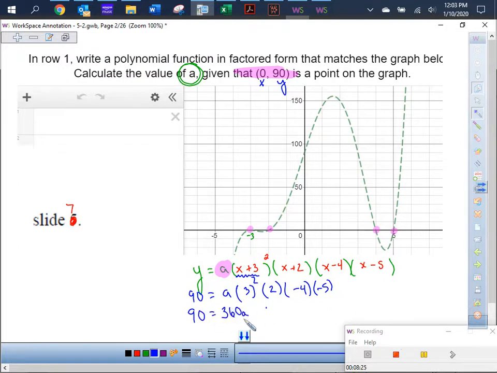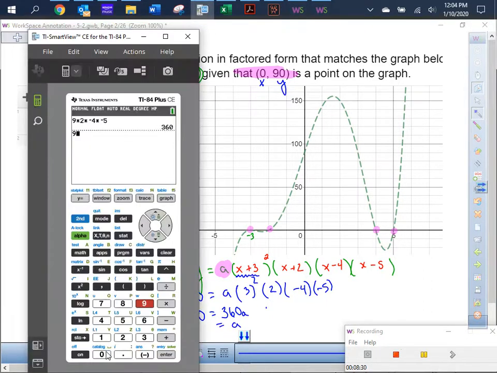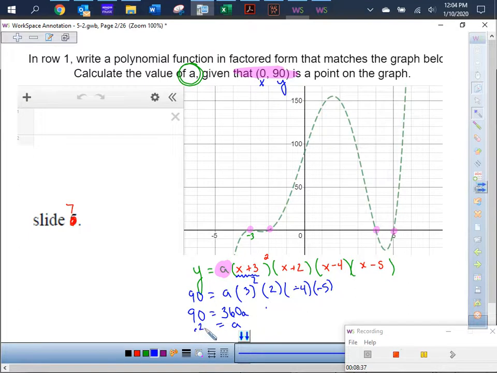And we can totally solve for A now by dividing 90 by the 360. It's cool if you get a decimal. That's a nice clean decimal of 0.25. I'm also fine with the fact that if you want to call that 1/4, great.